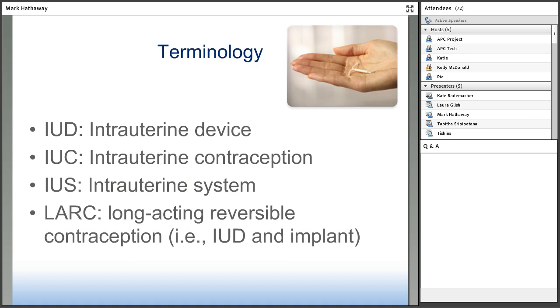Just for starters, for basics, we're going to use several terms kind of interchangeably: the intrauterine device, the intrauterine system, the intrauterine contraception, and we're also going to use on occasion the acronym LARC, which refers to long-acting reversible contraceptives, which include the types of IUDs that we're going to mention, as well as the implant.